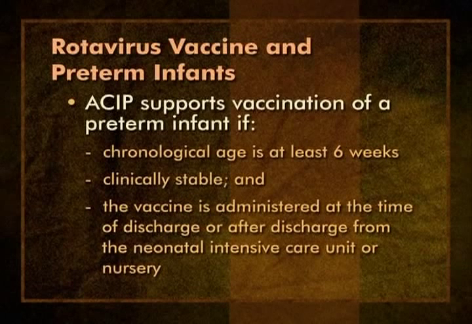ACIP supports vaccination of a preterm infant according to the same schedule and precautions as a full-term infant, provided the following conditions are met. The infant's chronological age is at least 6 weeks. The infant is clinically stable, and the vaccine is administered at the time of discharge or after discharge from the neonatal intensive care unit or nursery.